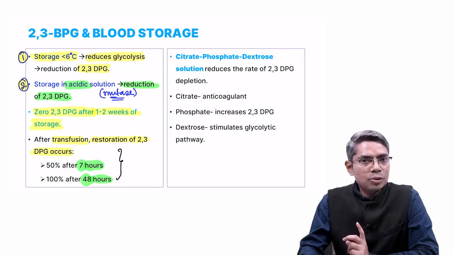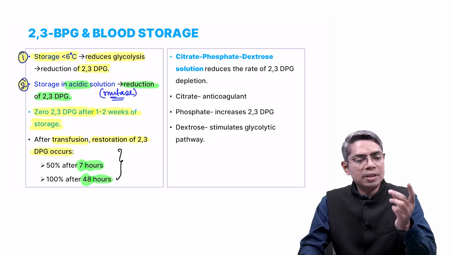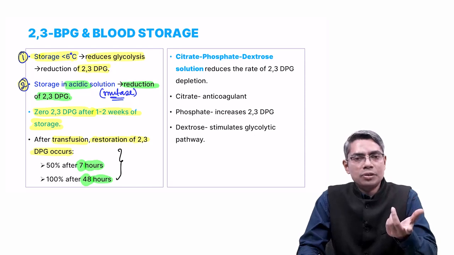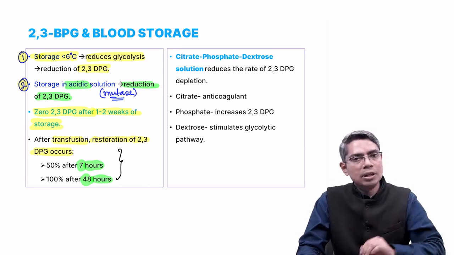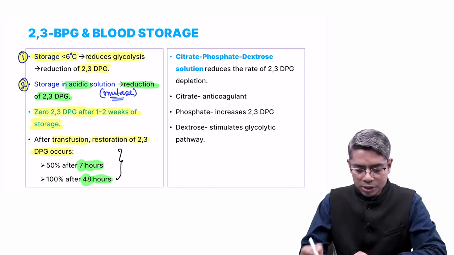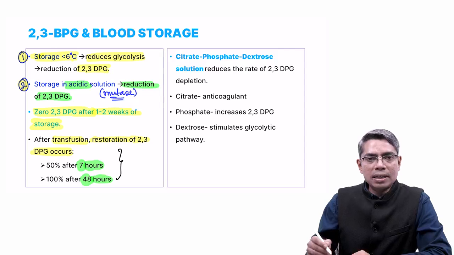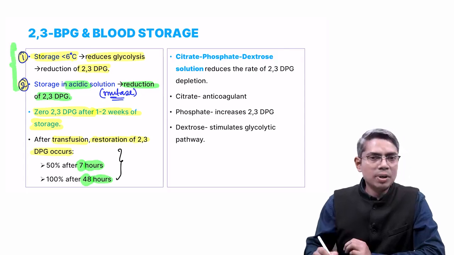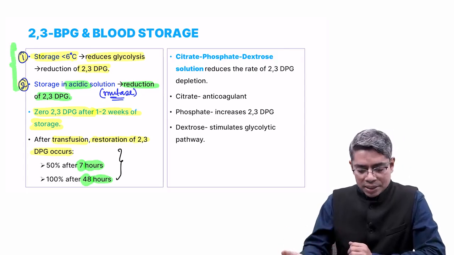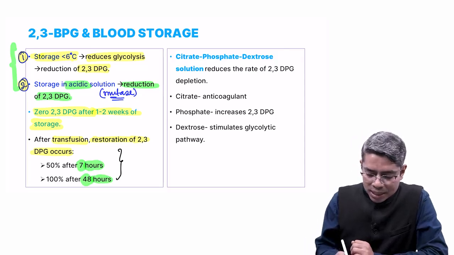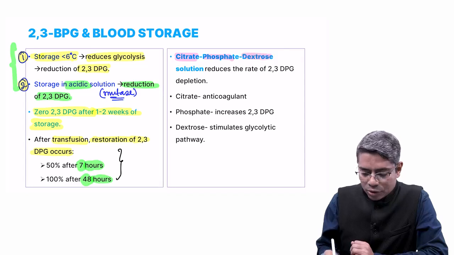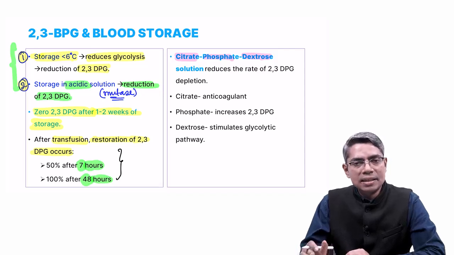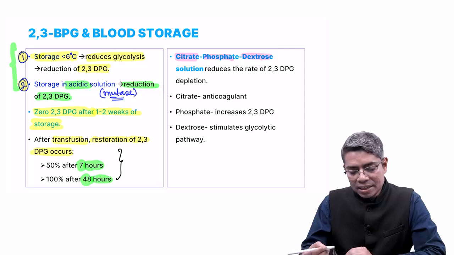So I told you that storage of blood means two problems are there: low temperature and acidic solution. So if we avoid the acidic solution, obviously the 2,3-DPG reduction will not be as much as with the acidic solution. So nowadays, rather than ACD, acid citrate dextrose, the solution which was previously used for storage of blood, for the last few years we are preferring citrate phosphate dextrose solution for storage of blood. Why? Here the acid is not there, rather it is citrate phosphate dextrose.